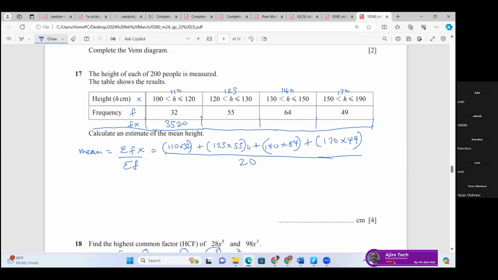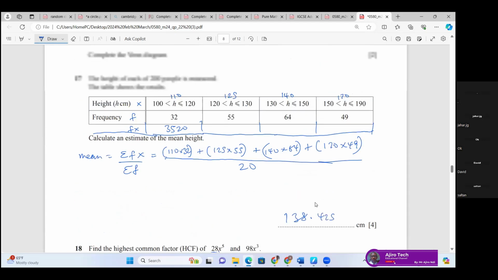Then I have 140 times 64 times 64, close brackets, plus open brackets, then 170 times 49, close brackets. Now that one I have 200. So my answer will be 138.425. That is an estimate of the mean.